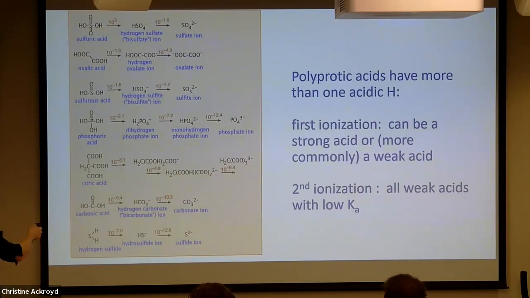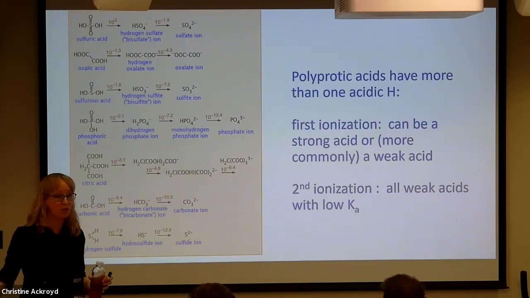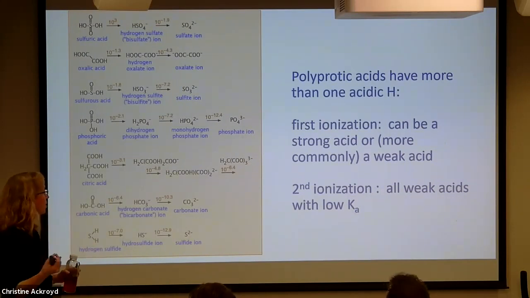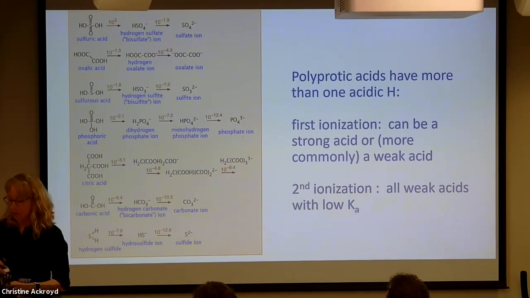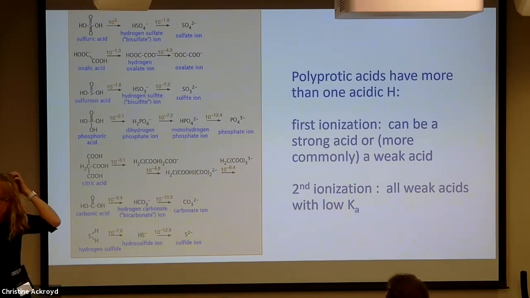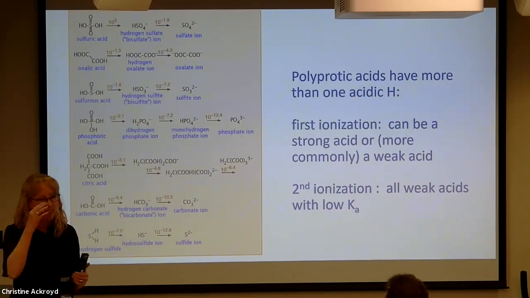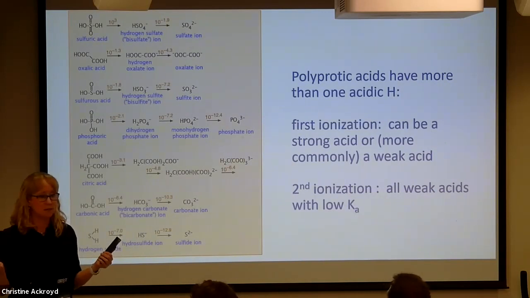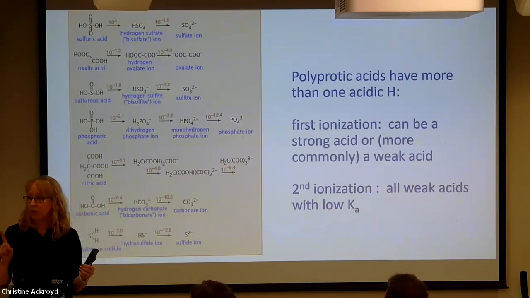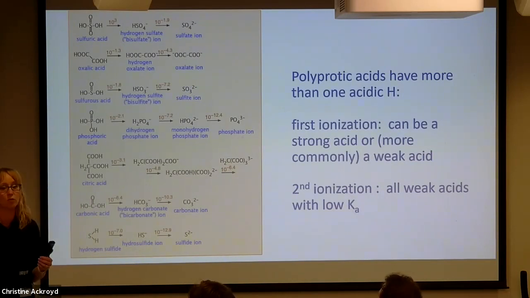So every time you pull a proton off, it gets harder to pull the next proton off, and the Ka values go down. Now, there are 2 categories of polyprotic acids I want you to notice. Notice that nearly all of these polyprotic acids that I'm showing you here, they're weak acids. The first proton being pulled off corresponds to deprotonation of a weak acid, right? How can I tell from that figure?